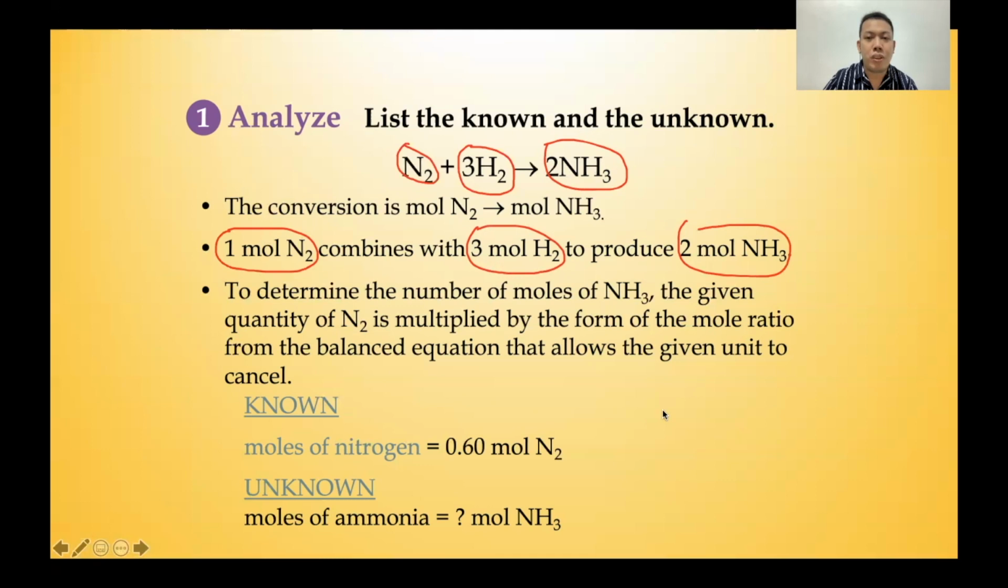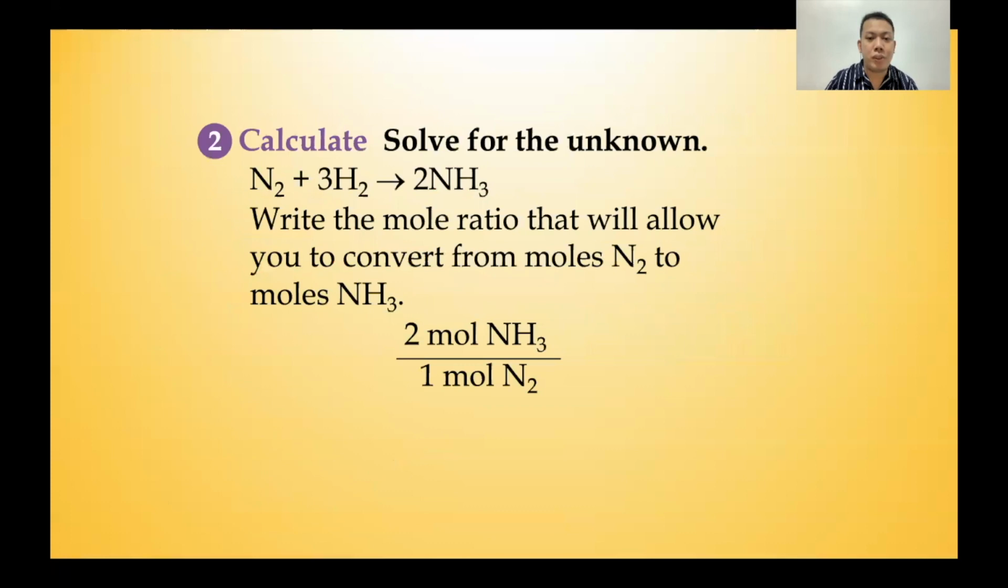with the mole ratio. So you have to write the known moles of nitrogen from the given in the problem, which is 0.60 mole of N2. And then the unknown is the moles of ammonia. Right, so let us proceed.